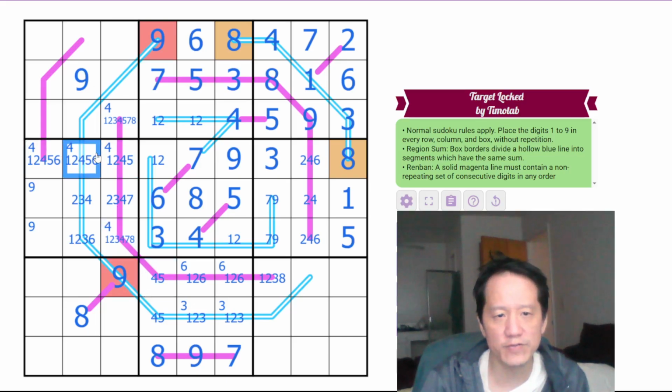Why do I have so many 4s here? I don't know why I have so many 4s. I don't know what happened there.